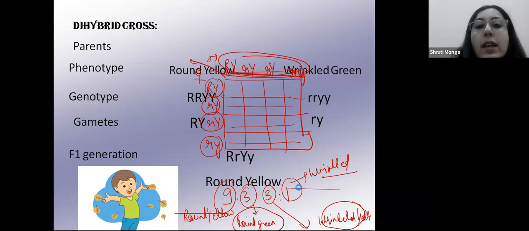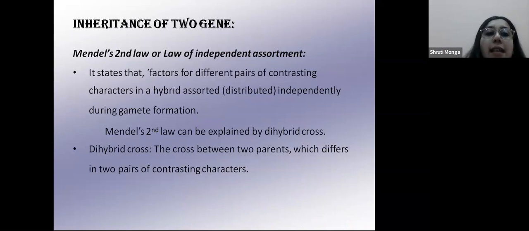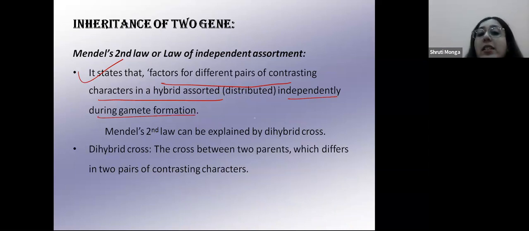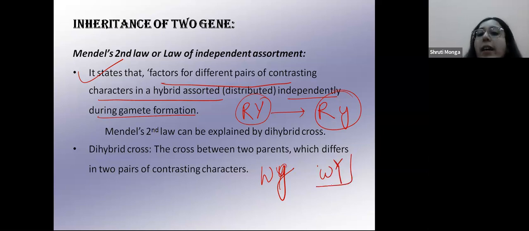If you want to see how the law is written, you can see here that it states: factors for different pairs of contrasting characters in a hybrid are assorted or distributed independently during gamete formation. This means that round was not always with yellow. Round can go with green also. Wrinkled was not always with green, sorry, yellow. Wrinkled went with green also. So new combinations were seen, and this is known as the law of independent assortment.